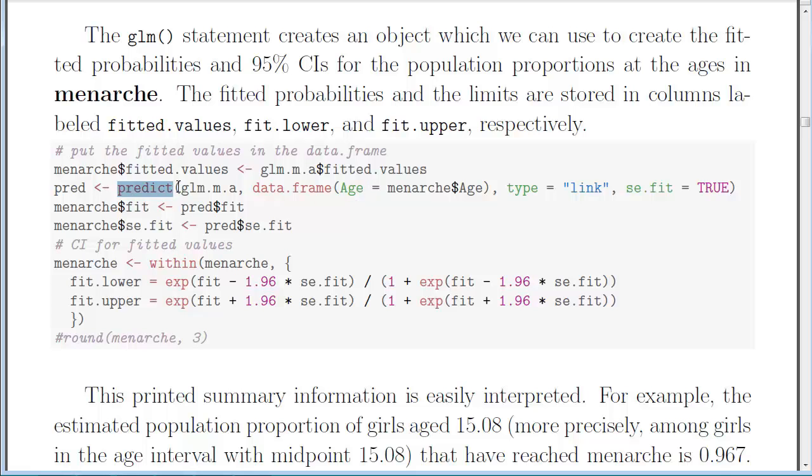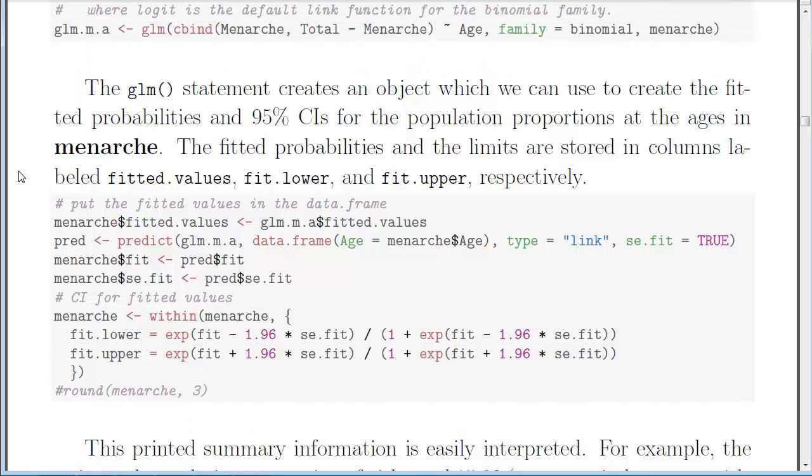So I'm going to predict using the model that I just fit up here, the GLM model. And this is the data that I'm predicting for. So I'm going to predict for all the ages. I'm going to use the link function, and you just have to type that in. And I'm also going to grab the standard errors. That's going to allow me to get prediction bands for my regression line. So I'm going to put that into an object called pred, and I'm going to pull out the fit and the standard errors and put that as columns in the original data set.